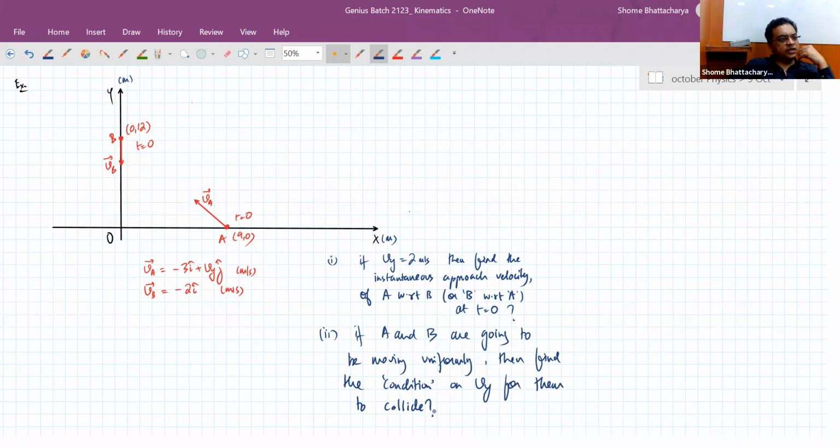So the position of A is 9, 0 and the position of B is 0, 12. Actually, we'll just make life too simple. Change this to 3. So the question is conceptually quite simple, but vector algebra wise it's a little tricky. That's why I wanted to practice this out.